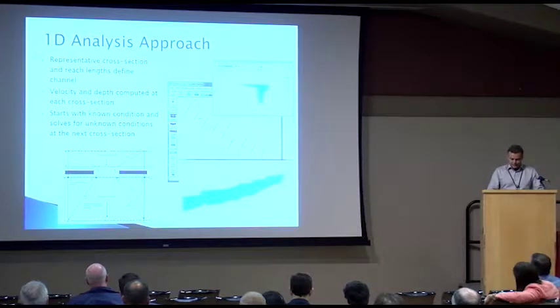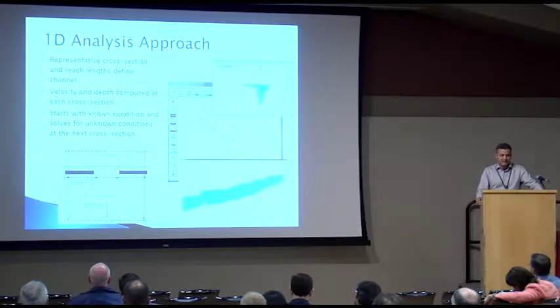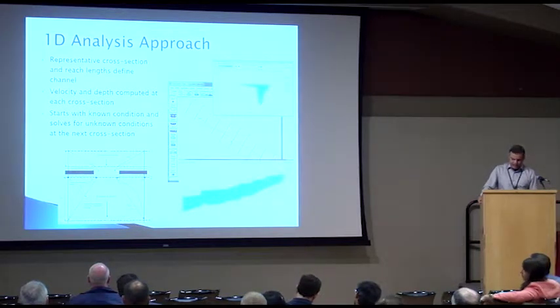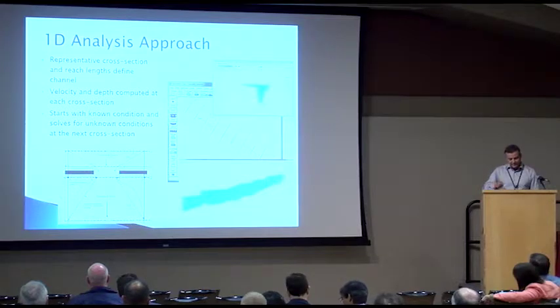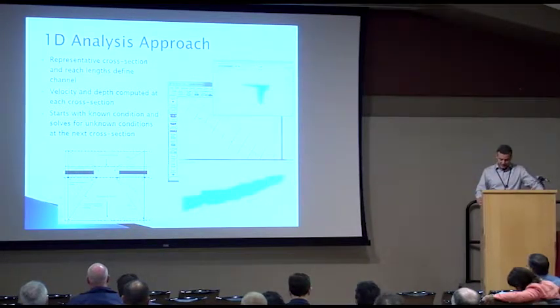So what is the approach for 1D? To represent your channel, you basically take cross sections along it, and then also your reach lengths define that channel. So you would start with a known, either upstream or downstream, and then calculate to the next cross section, velocity, water surface elevation, and you do that successively until you get all your water surfaces at each cross section until you get a profile.